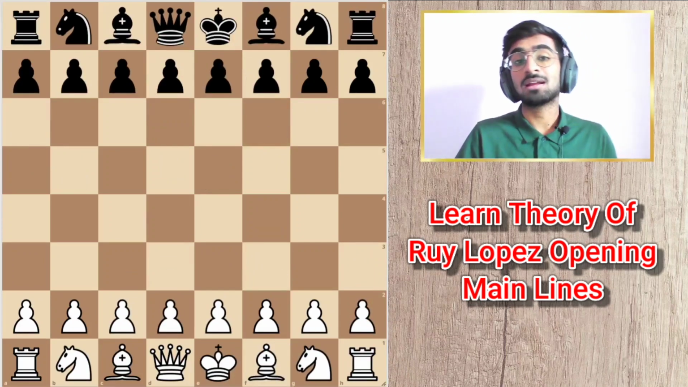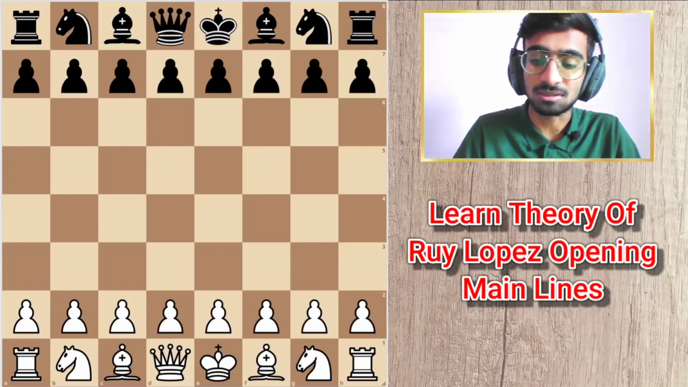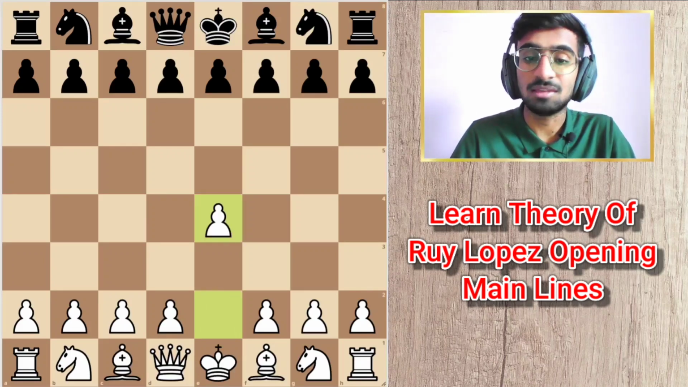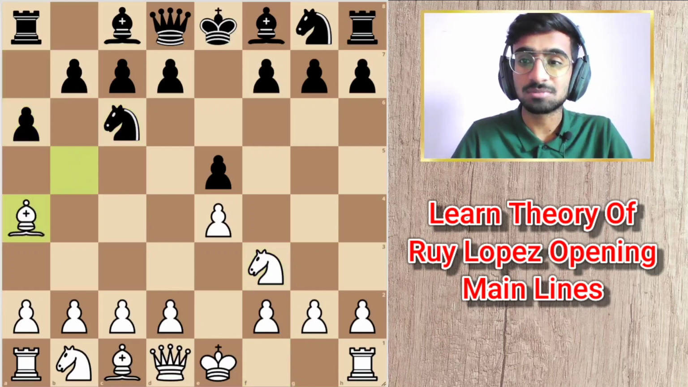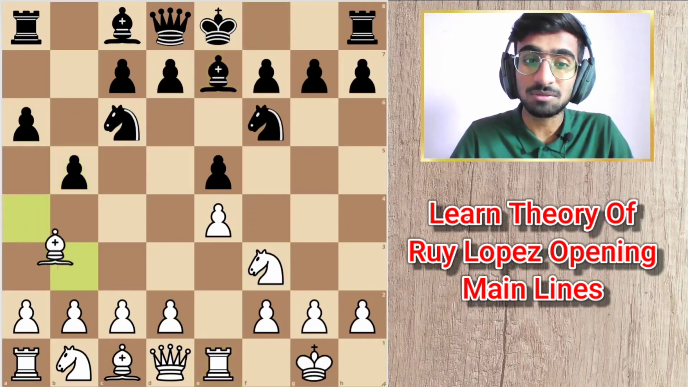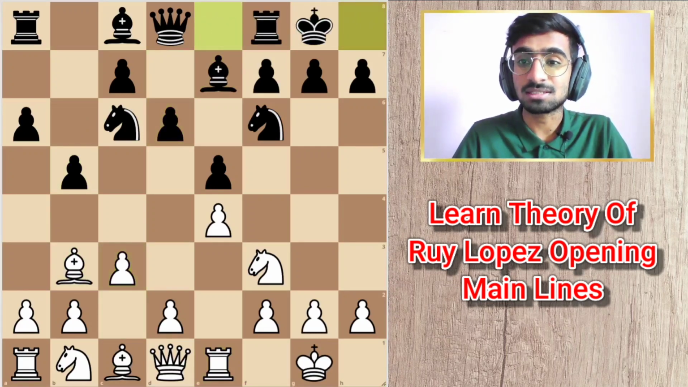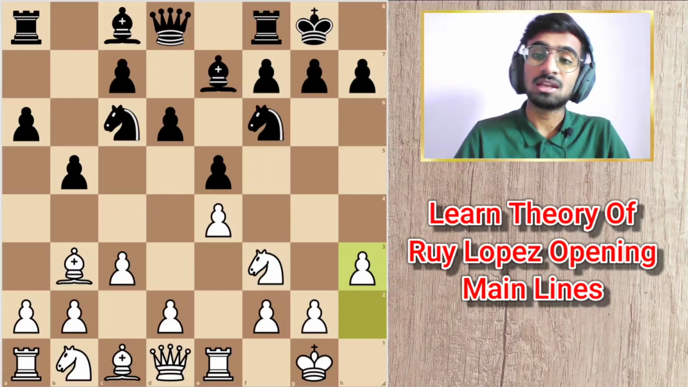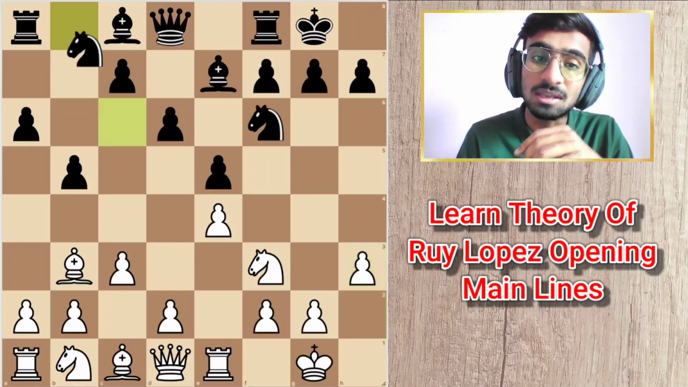Now let's go back and look at the fourth variation, that is the Breyer variation. So here it starts with again e4, e5, knight f3, knight c6, bishop b5, a6, bishop a4, knight f6, castles, bishop e7, rook e1, b5, bishop b3, pawn d6, pawn to c3, castles by black, pawn h3, and here the move is knight to b8.